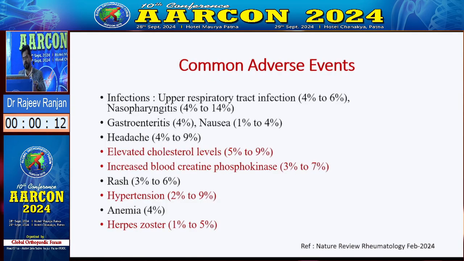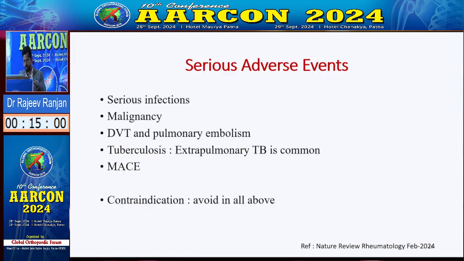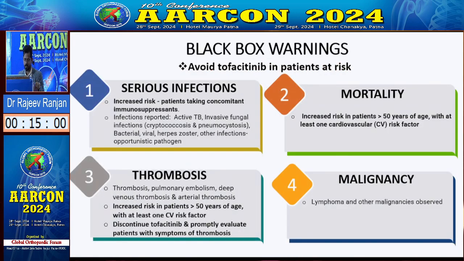There are common adverse events. Infections are one thing. Elevated cholesterol and CPK levels can occur because of tofacitinib. Hypertension and herpes zoster must be kept in mind before giving this molecule. Obviously we have serious side effects like infections, malignancy, DVT, and pulmonary embolism. TB is an important risk factor. Major adverse cardiovascular events are an important factor. So you have to avoid tofacitinib in all these groups of patients. These are the FDA black box warnings for tofacitinib.